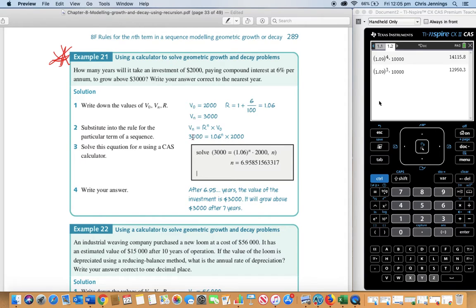And our rule was, in this case, we want $3,000. We know what the interest amount is. We don't know what n is yet though, do we? And we know what the starting value was, V0. So this is a solve function in your CAS.